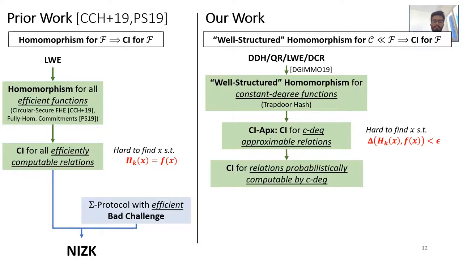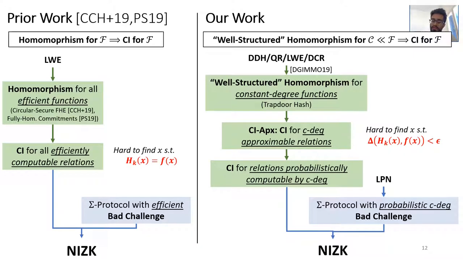polynomials. And then we show that using CI for approximate relations, we can get correlation tractability for all functions that can be approximately computed by constant degree polynomials. And then we show that under LPN, this is sufficient for NIZK. And more specifically, we show a sigma protocol for an NP language, in which the batch challenge function can be approximated using constant degree polynomials under the LPN assumption, of course. And this is how we get our result.